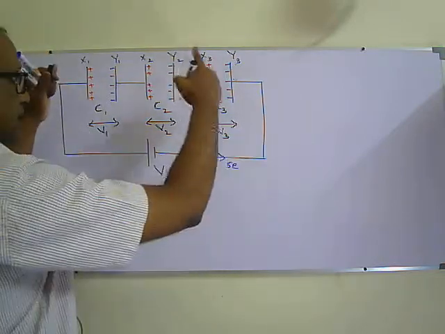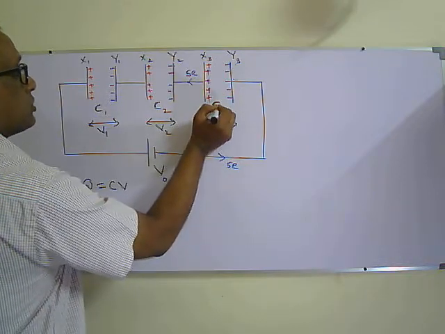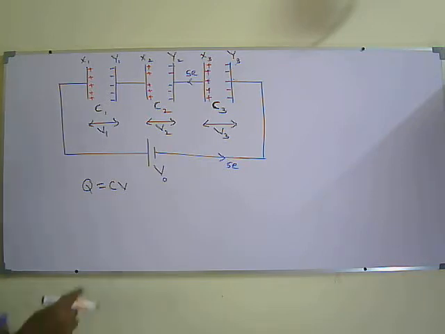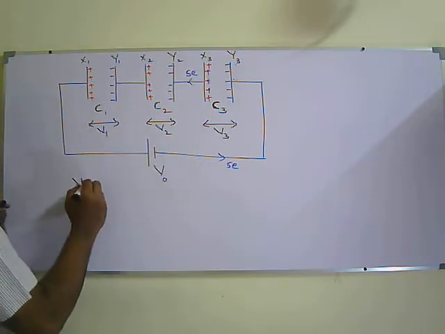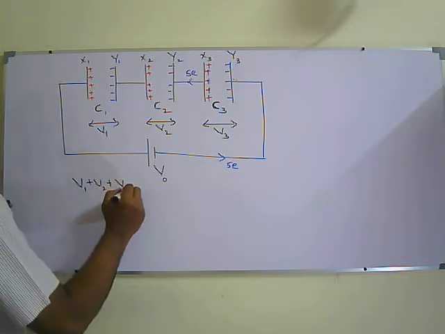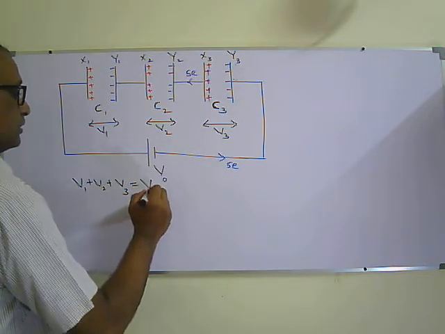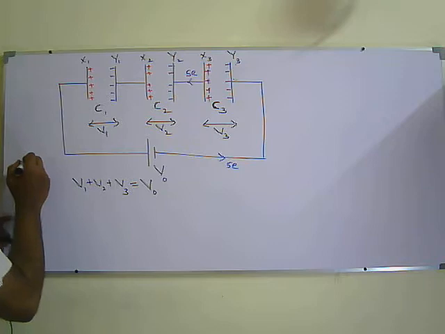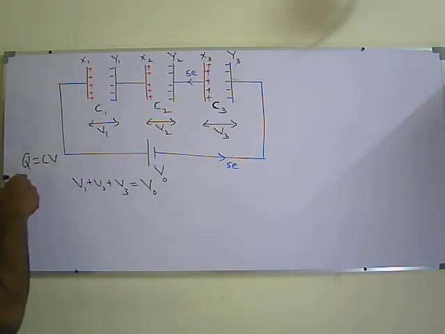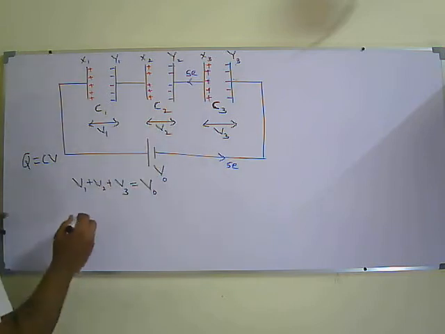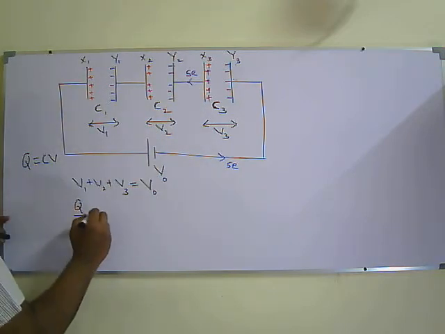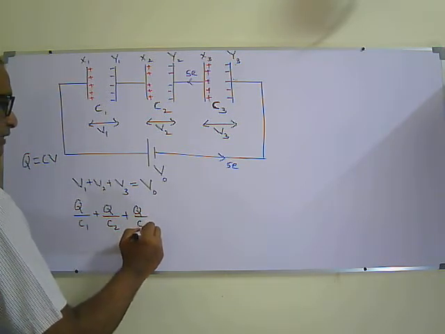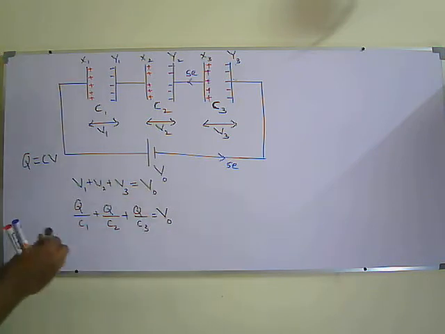But it's a closed circuit. So in this closed circuit, the sum of the voltages must be equal to the EMF of the DC power supply. So V1 plus V2 plus V3 will be equal to V0. Instead of V1, I can use Q equals CV. So V equals Q over C. All are carrying the same charge. So I can say Q over C1 plus Q over C2 plus Q over C3 is equal to V naught.